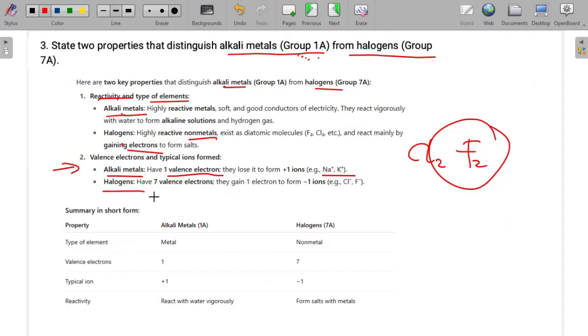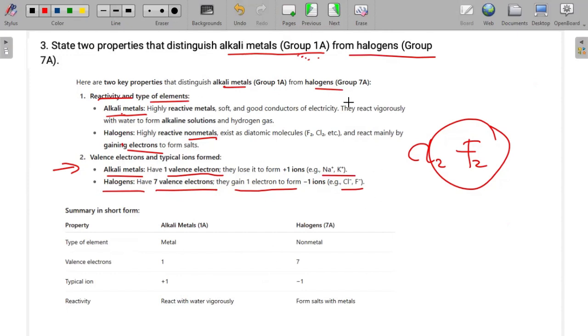And then when you talk about halogens, they have 7 valence electrons. So they just need to gain 1 more electron to achieve a stable state. So the halogens gain 1 electron to form negatively charged ions, which are called anions. Okay, so those are the key differences there.